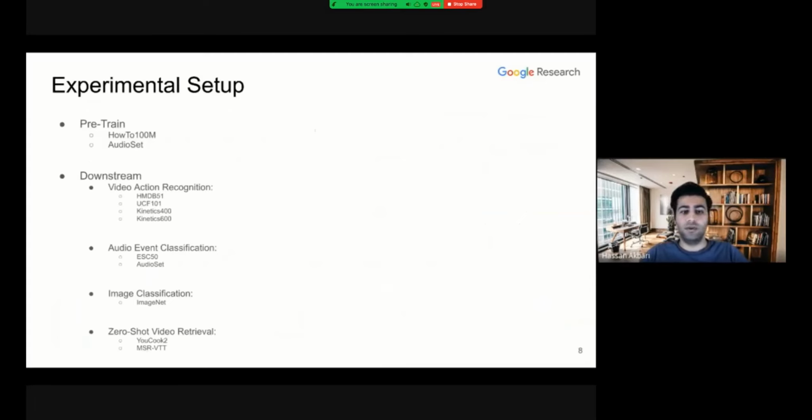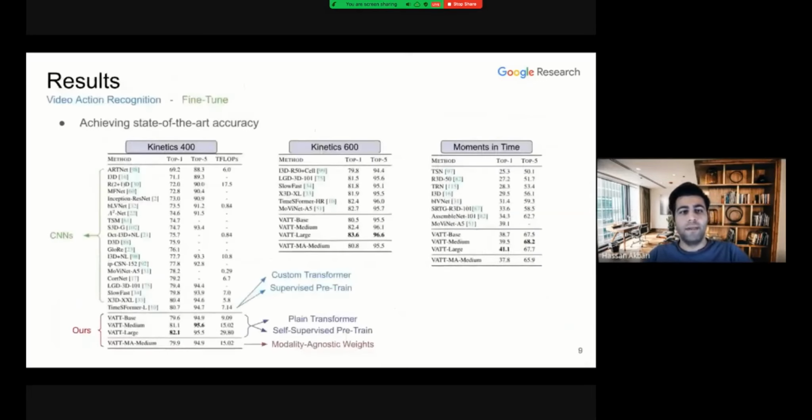video action recognition, audio event classification, image classification, and zero-shot video retrieval. We see that on video action recognition, our model basically outperforms all previous methods, including CNNs and transformers. And a big difference is that we use a plain transformer. We don't have any custom architecture, and we have a self-supervised pre-training. And we also have a modality agnostic weight. So this model is pretty different from the previous efforts on transformers on video.